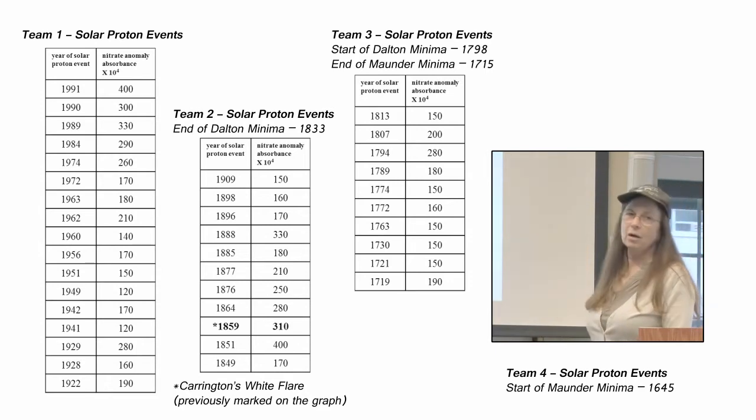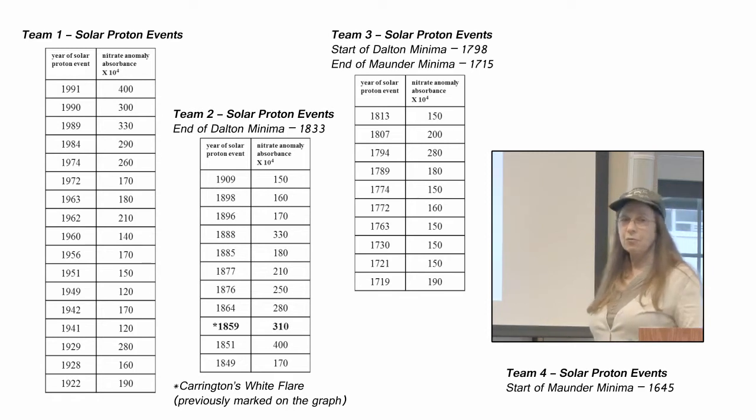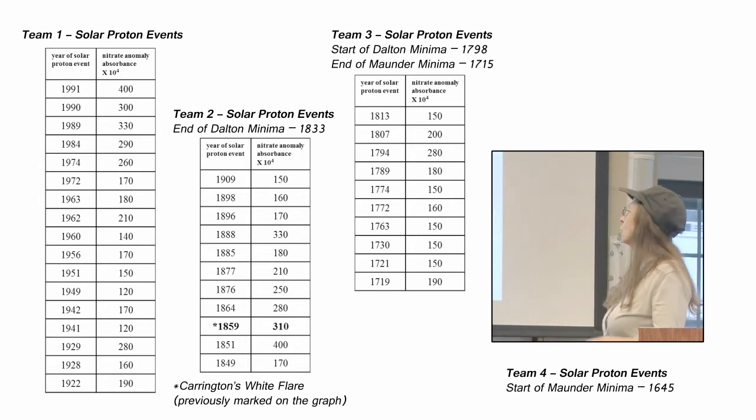Team 4, here we go again, rats. That entire length of time is when the Maunder minimum starts in 1645, and so there are no solar proton events on that particular ice core strip.